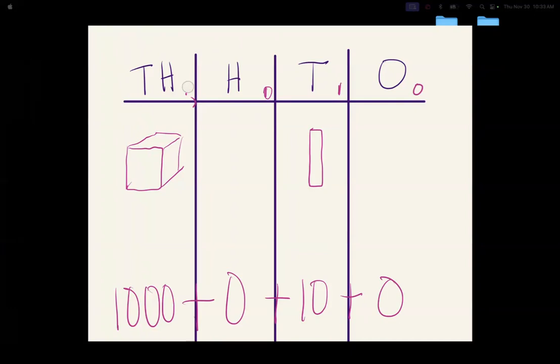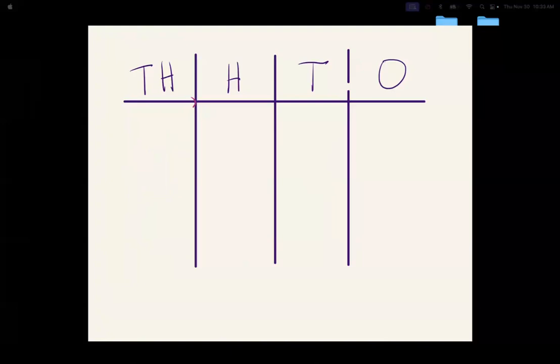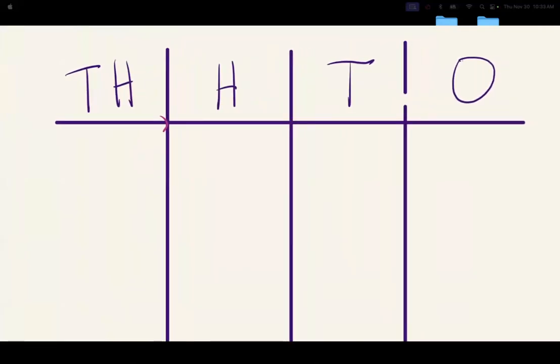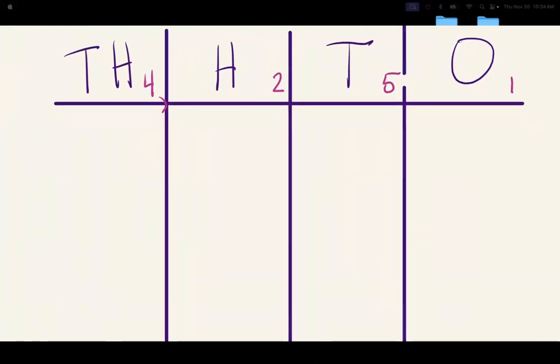Okay. Let's try one more. So we have a lot to get to number-wise. I think we'll have fun with our numbers today. Okay. Our next number is going to be 4,251.